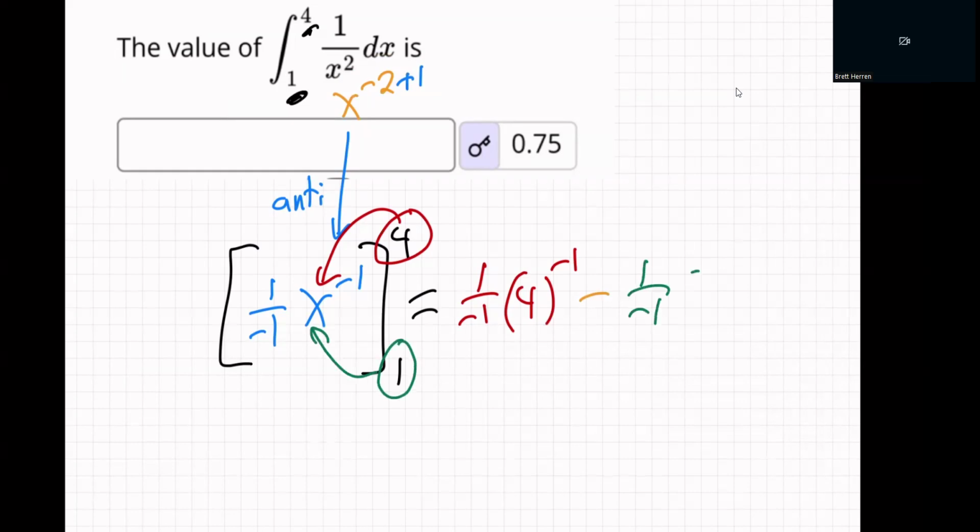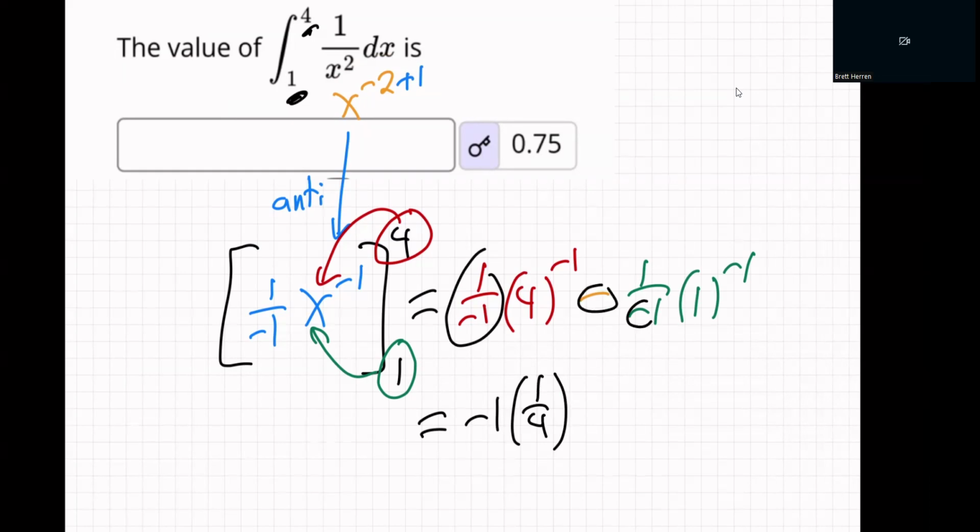1 over minus 1, 1 to the minus 1. I can do this one by hand. I don't need decimal. You can do decimal if you want to. 1 over minus 1, that's just minus 1. 4 to the minus 1 is a fourth. Remember, negative powers flip it. And then minus a minus is plus 1 times 1 to the minus 1. So that's minus a fourth plus 1 over 1.